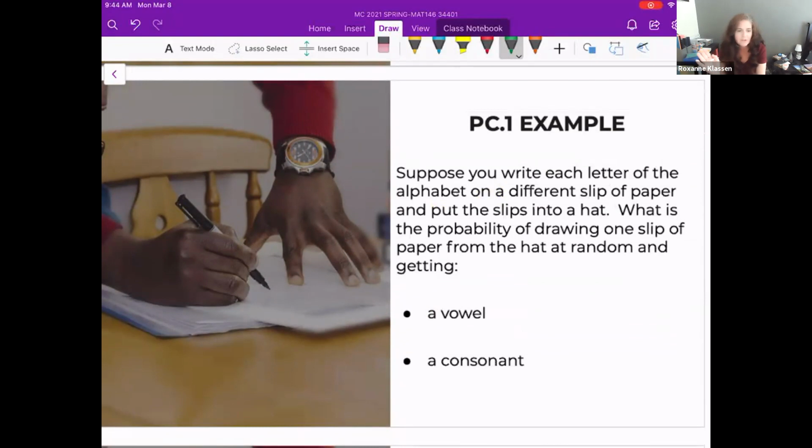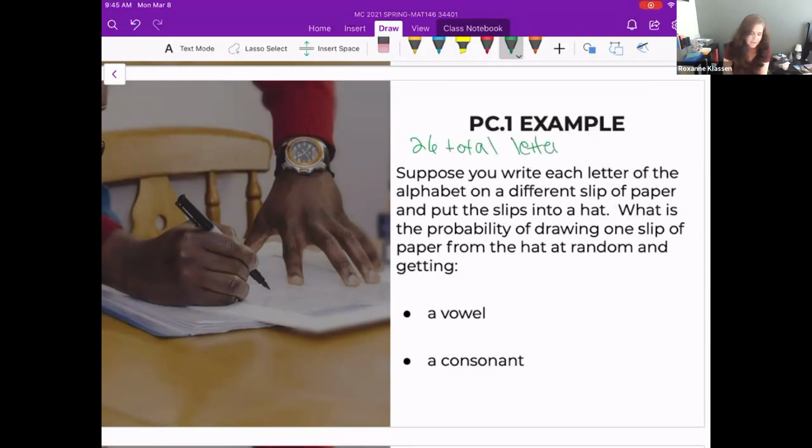Do you know how many letters are in the alphabet? Anyone? 36. How many? 36. Close. There's a 6 in there. 26. There you go. 26. So A through Z is 26 letters. So there's 26 total letters.